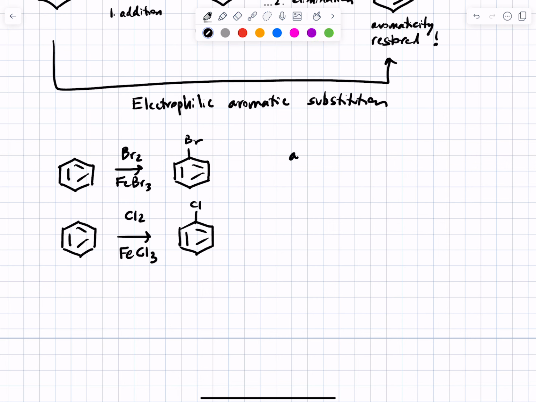This reaction overall is called aryl halogenation because you are putting a halide on a benzene or aromatic ring. Aryl is the abbreviation we use for aromatic hydrocarbons in the same way that alkyl is the abbreviation we use for just regular hydrocarbons.